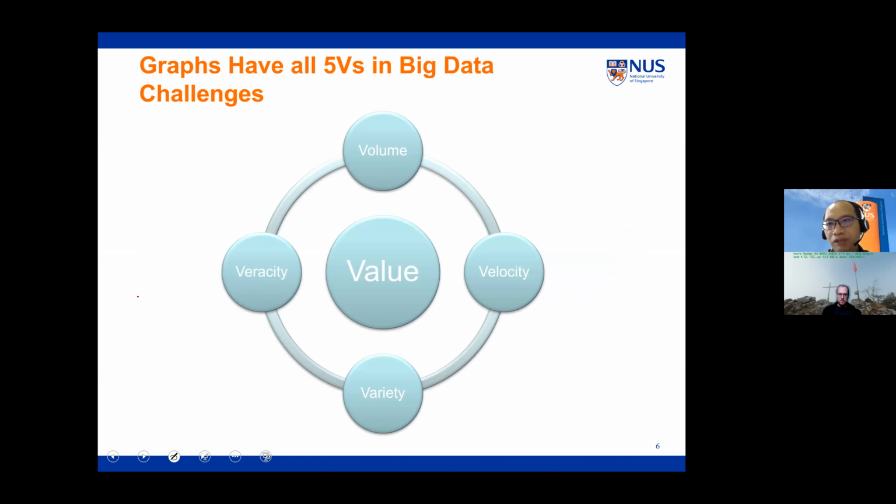So if you learn about big data system 101, then you can see graph has all the so-called 5V challenges in big data. So volume, we already mentioned that. Variety, we also mentioned this. Velocity, actually many graphs can be dynamic. So like Facebook and also in networking, a lot of the edges or vertices and even the properties on the edges or vertices can change along the time. And the other one is Veracity, which is about the precision of the data.